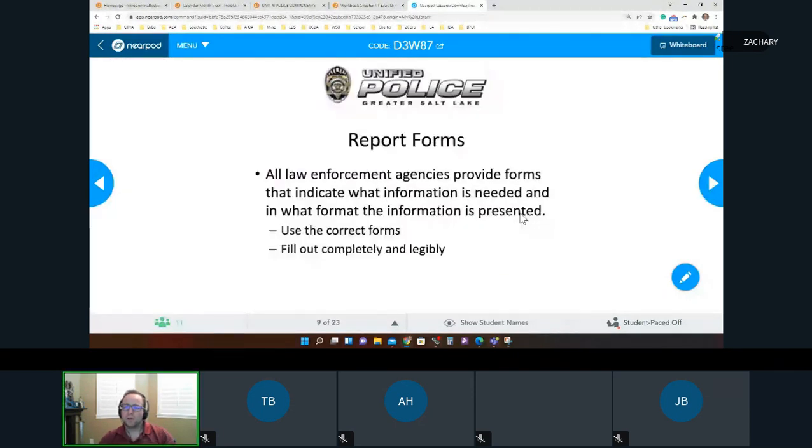Okay. Report forms need to be used correctly and also filled out legibly. If you can't read it, it's just not going to work, right? And the bad guys aren't going to go away. They're going to get off on a technicality, as we talked about before.